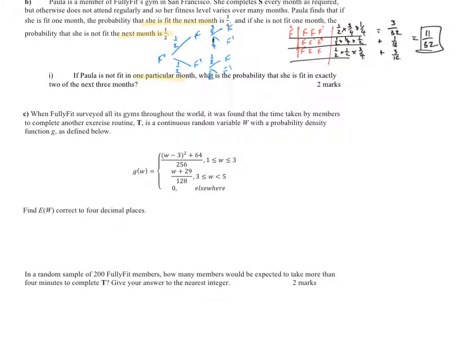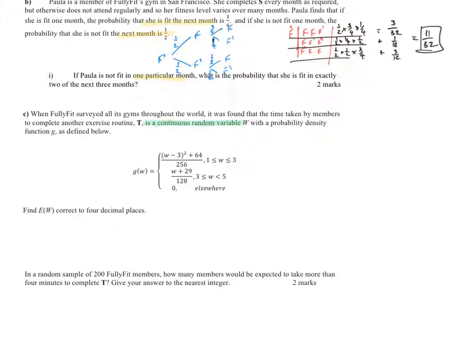So when Fully Fit surveyed members throughout the world, it found that the time taken by members to complete another exercise routine, T, is a continuous random variable. Okay, so continuous, we know straight away we've got some integration to do. And the probability function is defined below. So there's our rule for us. Find the expected value of W correct to 4 decimal places.